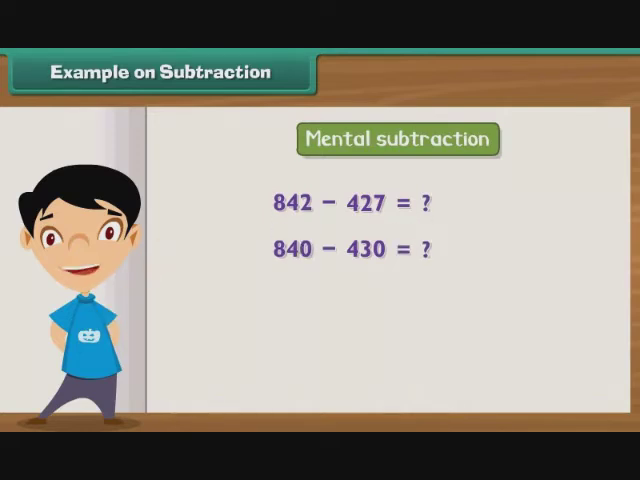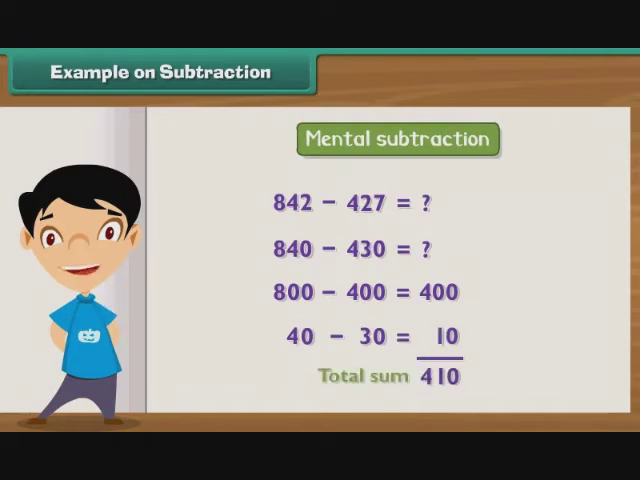To subtract 430 from 840. First, subtract 400 from 800 to get 400. Then subtract 30 from 40 to get 10. Therefore, the difference between 840 and 430 is 410.